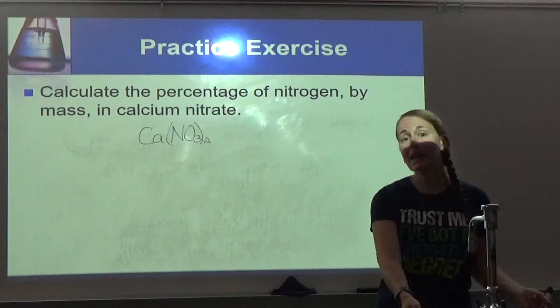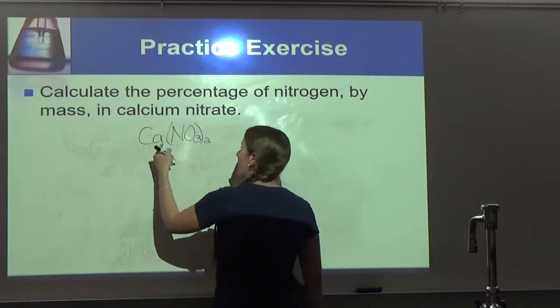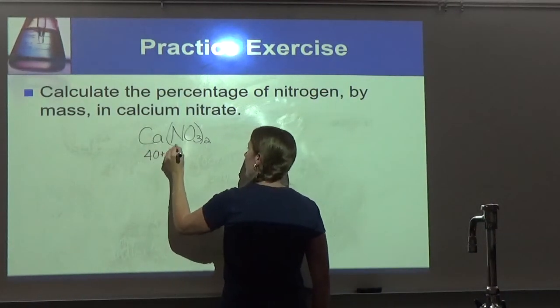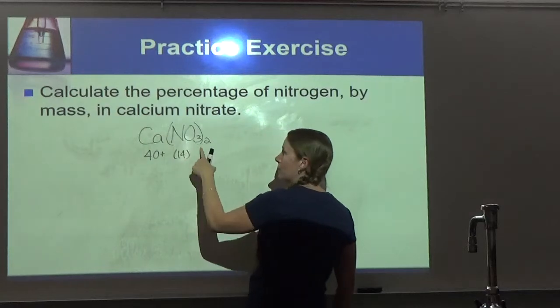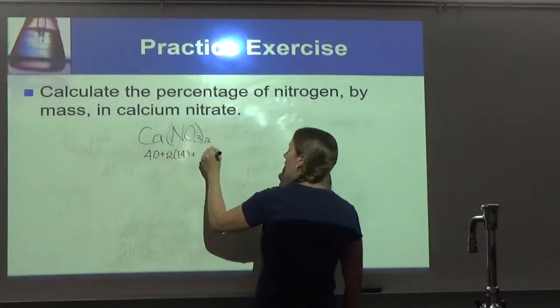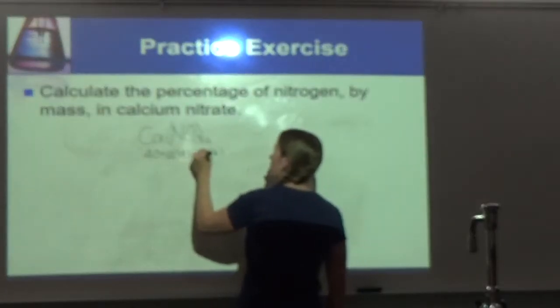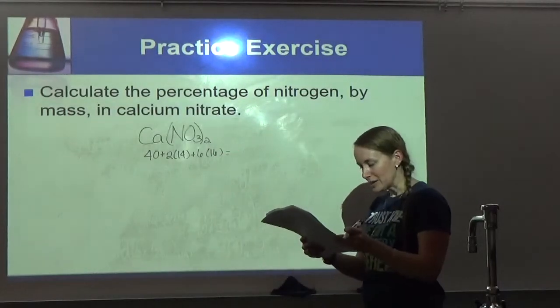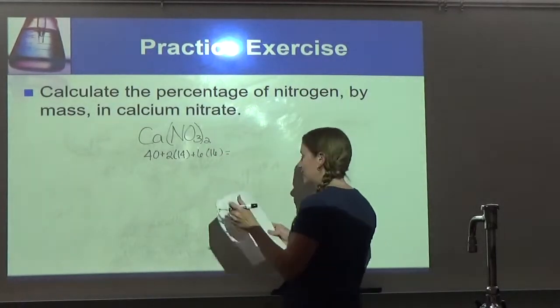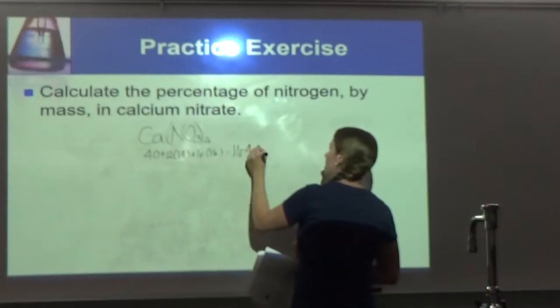So my next step is to add up the molar mass. So calcium is 40. Nitrogen is 14. But remember, I'm going to multiply it by 2. Oxygen 16, but I'm going to multiply it by 6. So that ends up giving me about 164 grams per mole.